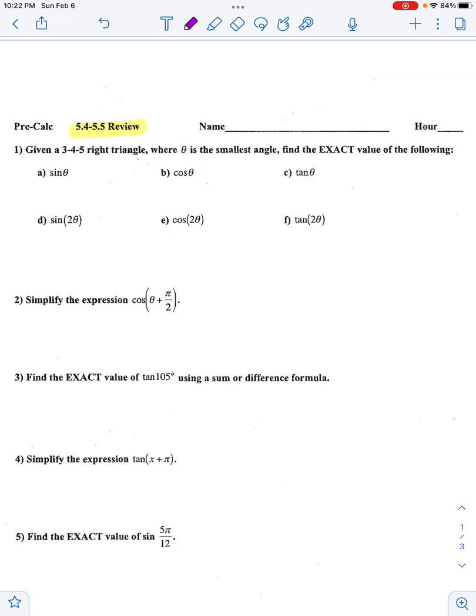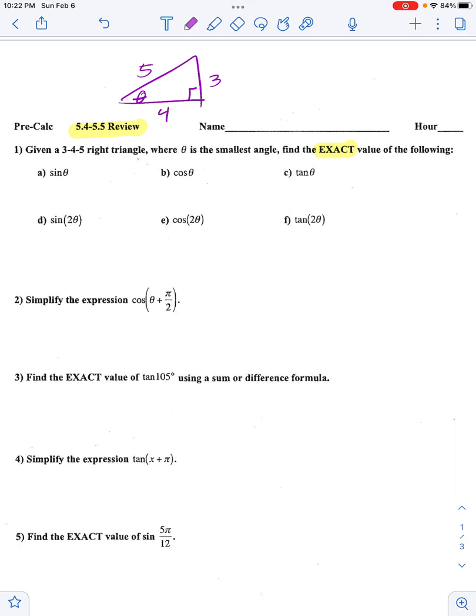It says given a 3, 4, 5 right triangle. So all that means is that you literally have a triangle with sides 3, 4, and 5. You know that 5 has to be the hypotenuse because that's the longest side. Theta is the smallest angle, which has to go across from the smallest side, so it goes across from the 3. Exact values means no decimals.